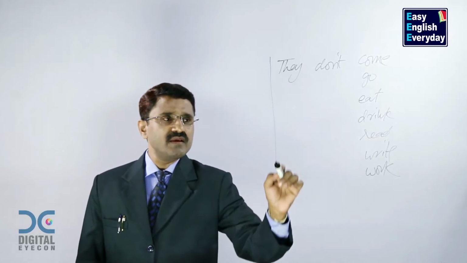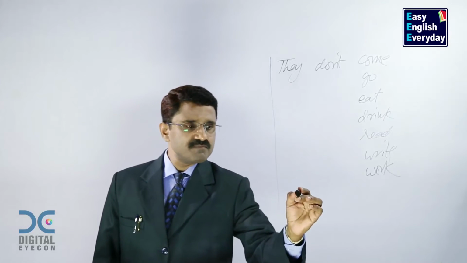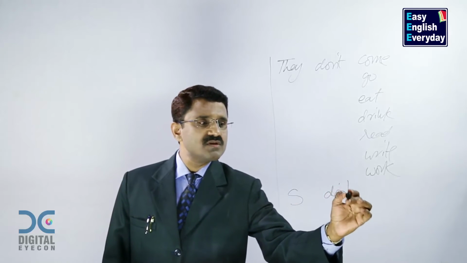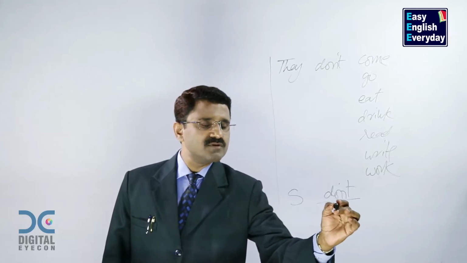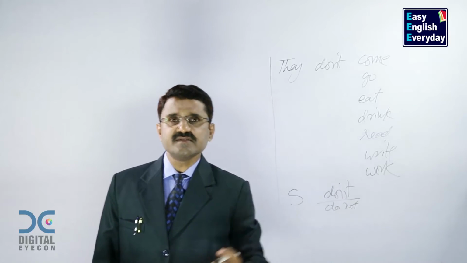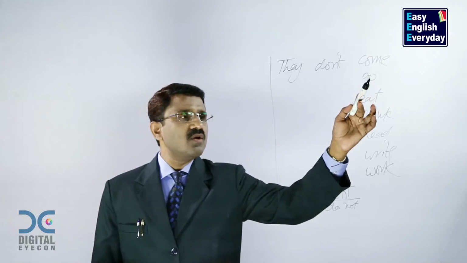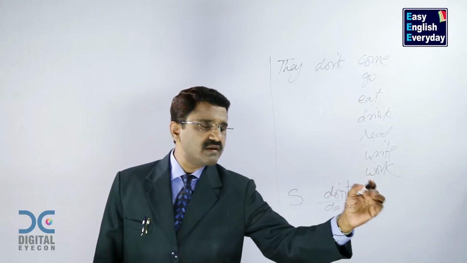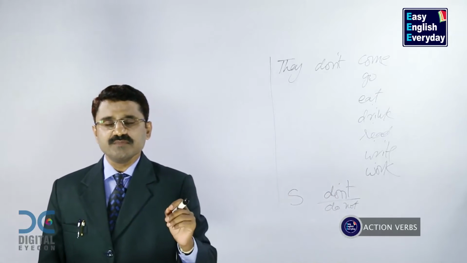What do you find in these sentences? This is subject. This is don't. I am using it in a negative form. Don't or do not, it's the same. Come, go, eat, drink, read, write, work. All these are called action verbs.